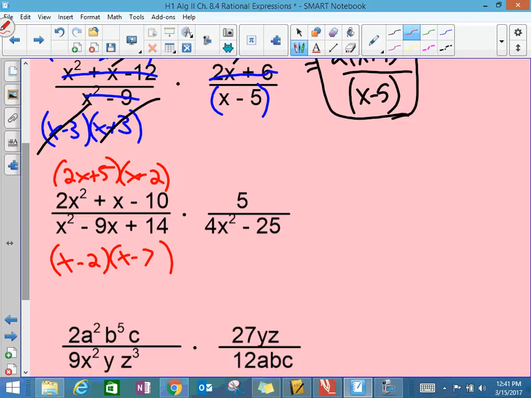Emily, what about 4x squared minus 25? Difference of squares. So 2x minus 5 and 2x plus 5. Right. See how factoring now is just becoming so easy because we've done it so much?